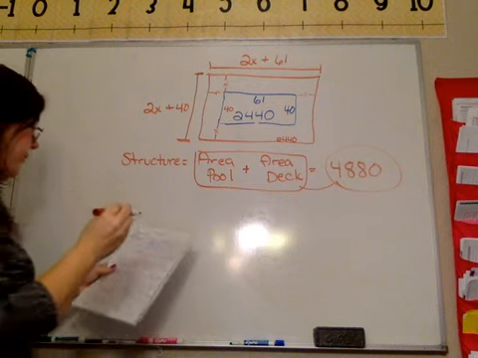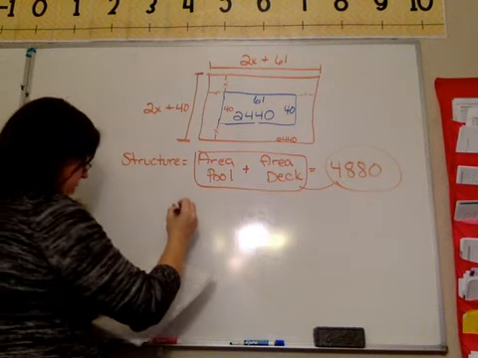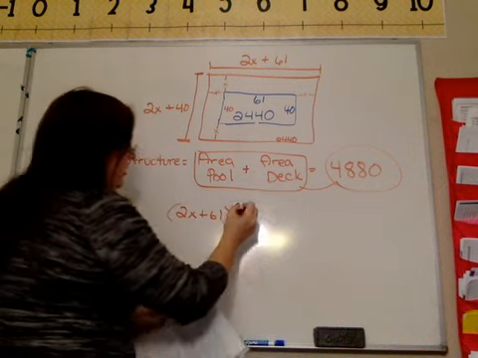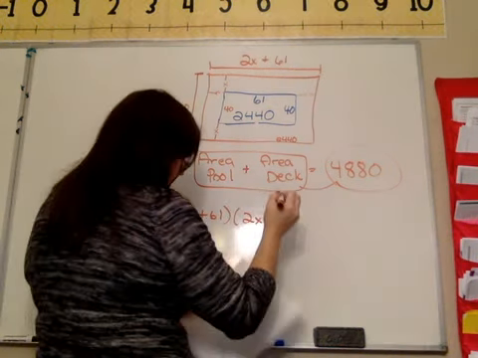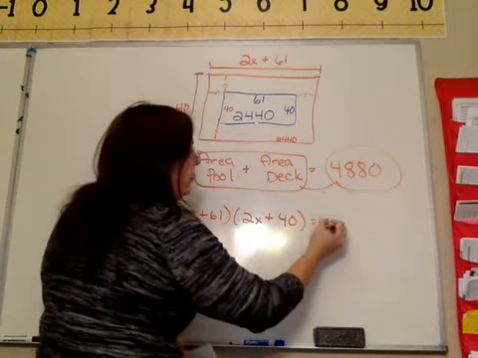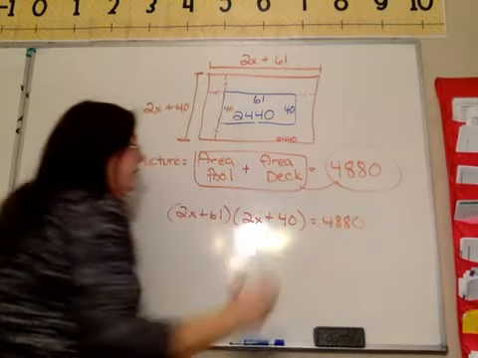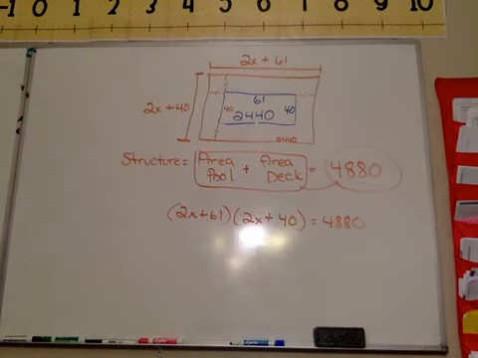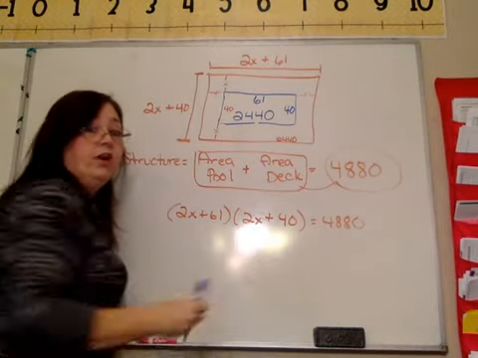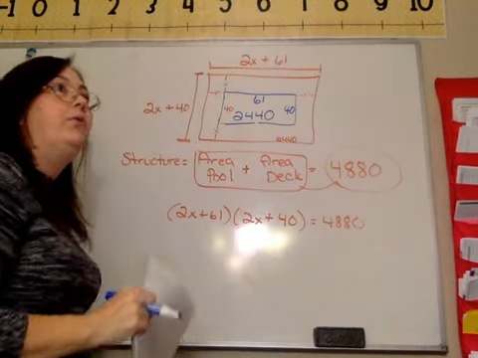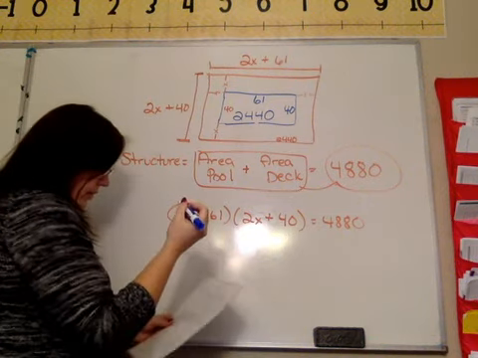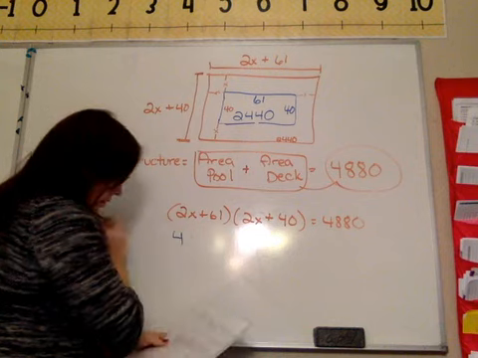So if we set that up, you would have 2x plus 61 times 2x plus 40. And you know that that's going to equal the 4,880. Now, to save you some work and not so much time, because like I said, this is a real complicated problem, just to show you a very simple exclusion to this rule that they're trying to teach you. You do all the math here, and I'm going to do it all for you. Isn't that nice of me?